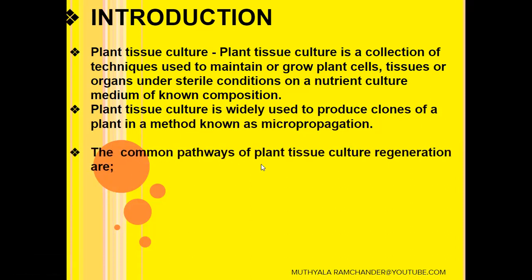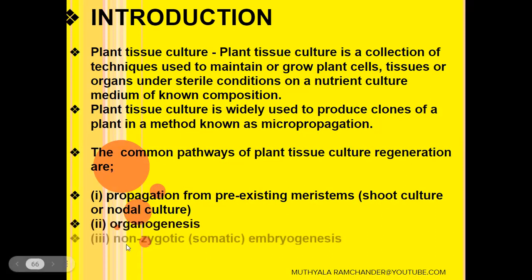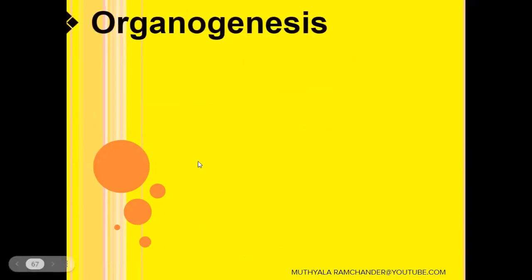The common pathways of plant tissue culture regeneration are: first, propagation from pre-existing meristem, like shoot culture or nodal culture. Second, organogenesis. Third, non-zygotic, meaning somatic embryogenesis. And fourth, zygotic embryogenesis. So these are the common pathways of the regeneration of plants. Now, organogenesis is our topic.